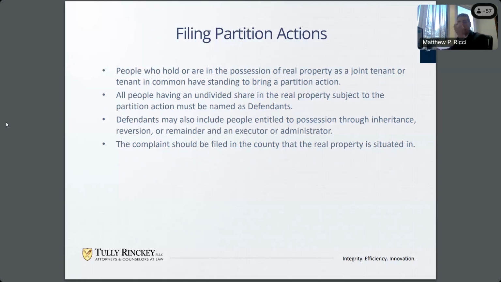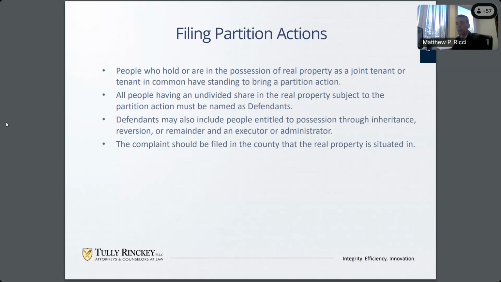So, filing partition actions. Section 901 of the RPAPL covers standing, covers individuals who may maintain a partition action. Essentially it sets forth that a person who holds and is in possession of real property, again, as a joint tenant or tenant in common, may maintain an action for the partition of the property.